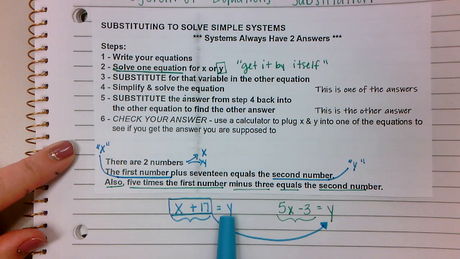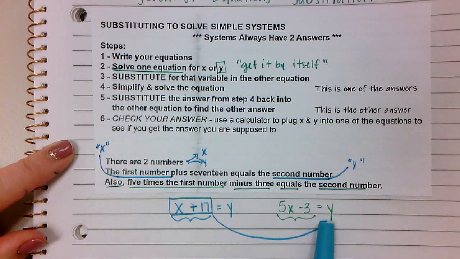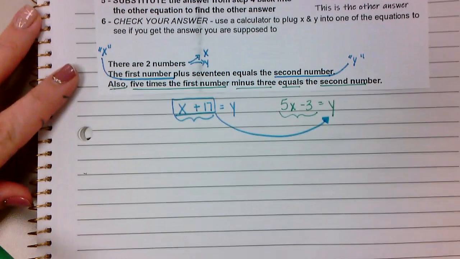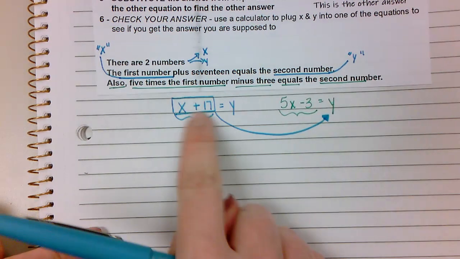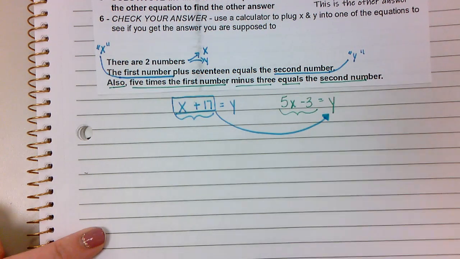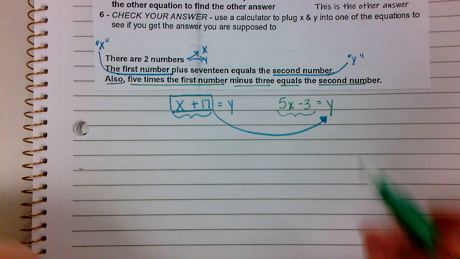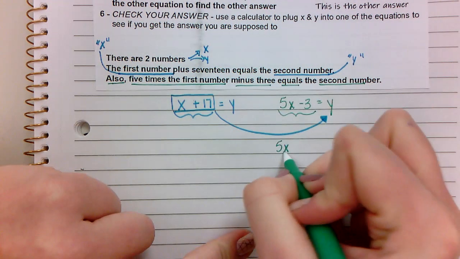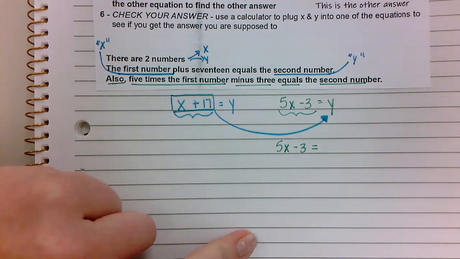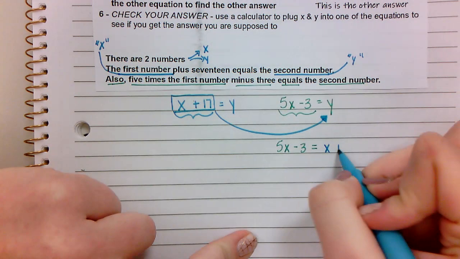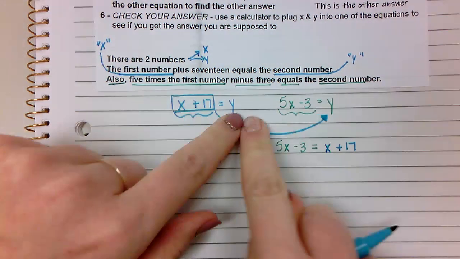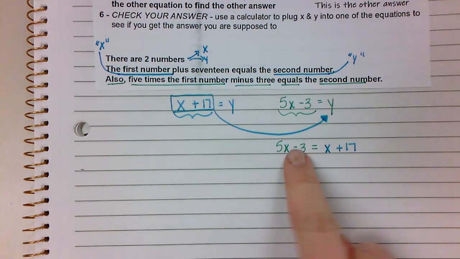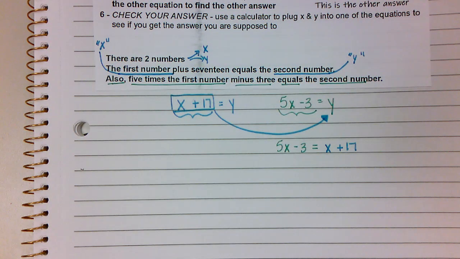So if this is what y equals, put it where y is. It does not go where x is. If this is y, put it where y is in the other equation. So now we have 5x minus 3 equals x plus 17, right? They're the same. They're equal to each other. We can now solve for x because our y's are completely gone.